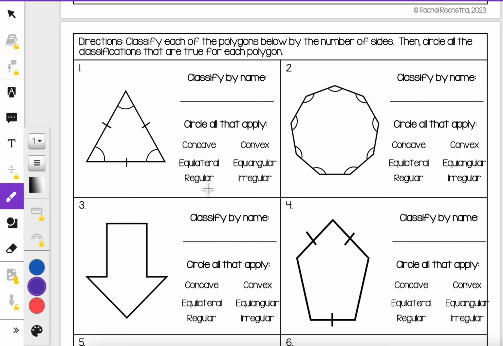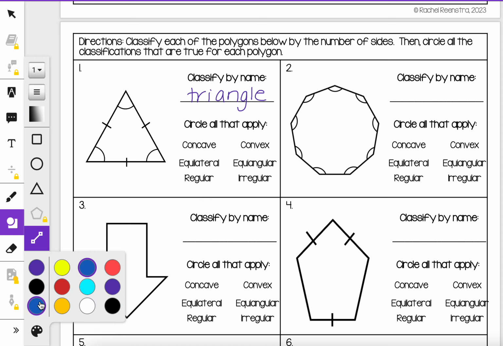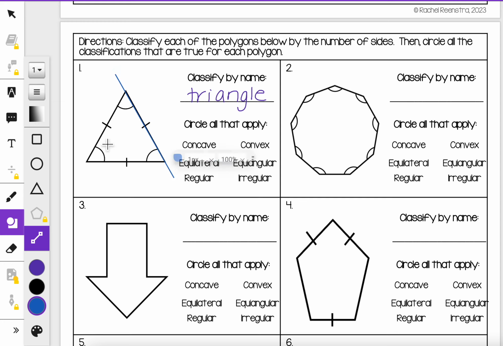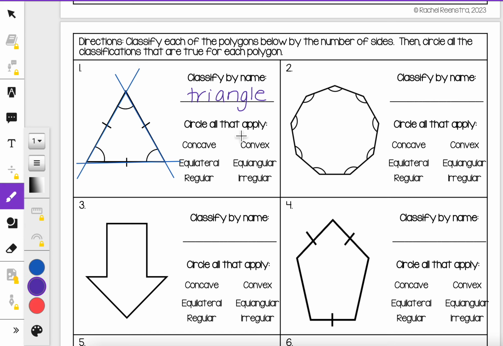Okay, so for the first one, classifying this polygon by its name, that's when we're going to use the 3 sides. So we have a triangle. We have 1, 2, 3 sides. So this is a triangle. If I were to extend all of these sides, they're never going to intersect inside that triangle, so we would say this is convex. Now the markings do tell us that it's equilateral. We have those tick marks there. It also tells us it's equiangular, which means that this is going to be a regular polygon.